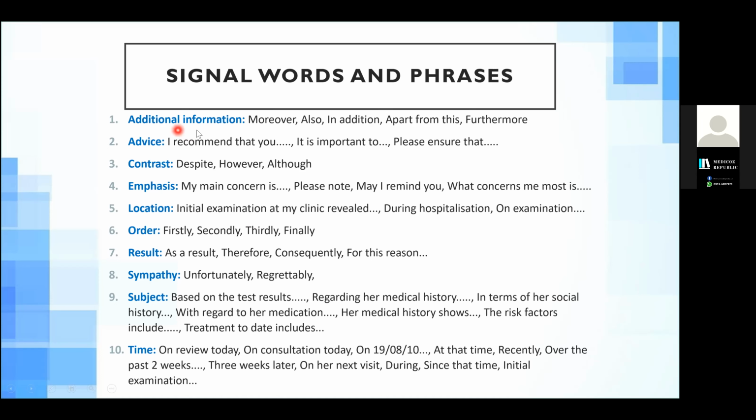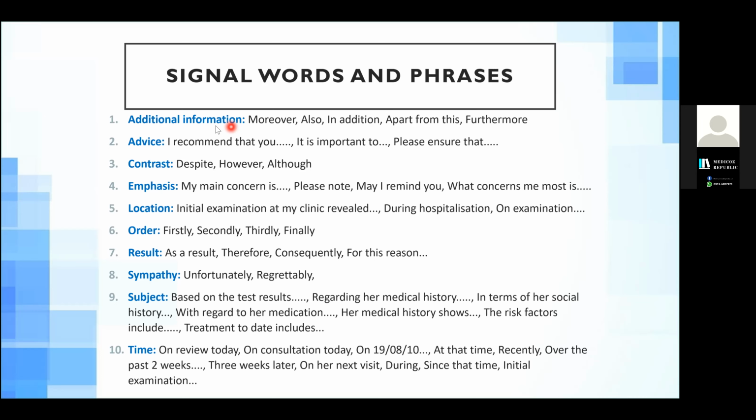When we are talking about additional information, use phrases like "moreover." People that sent us letters may have noticed that we have added words like these in their letters: moreover, also, in addition, apart from this, or furthermore. Whenever we are adding to the information that we have already given out, we use these words, and it is very important to use them, because these phrases make the letter easier to read and more organized.